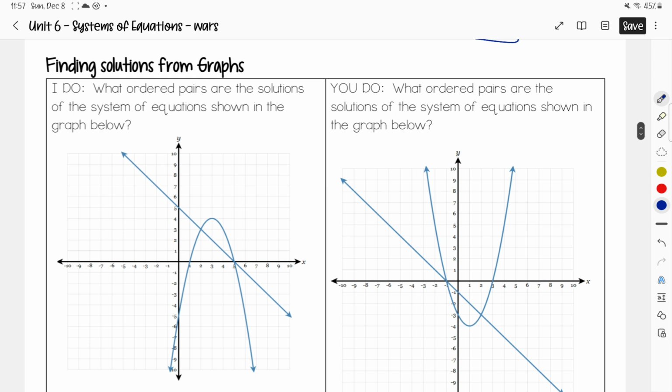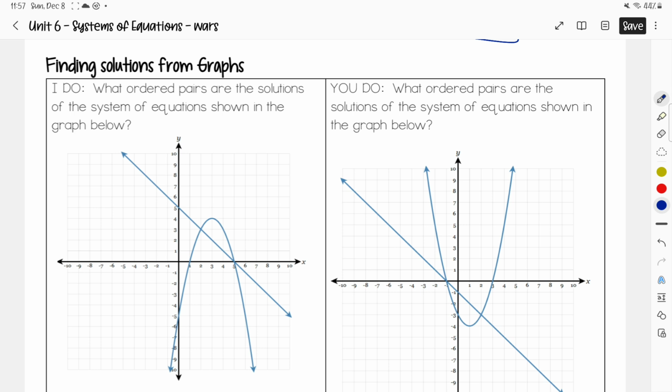All right, finding solutions from graphs. What ordered pairs are the solutions of the system of equations shown below? Remember, the solution or solutions to a system of equations is the point where they meet. Well, in this case, they meet in more than one point because it's not a system of linear equations. One of them is linear, right? One of them is straight, but one of them is curved. It's a quadratic.